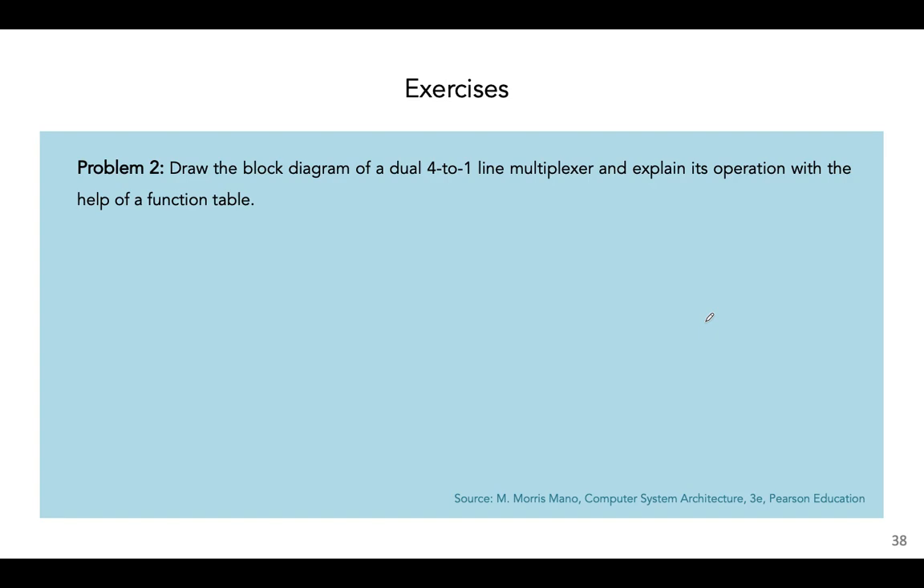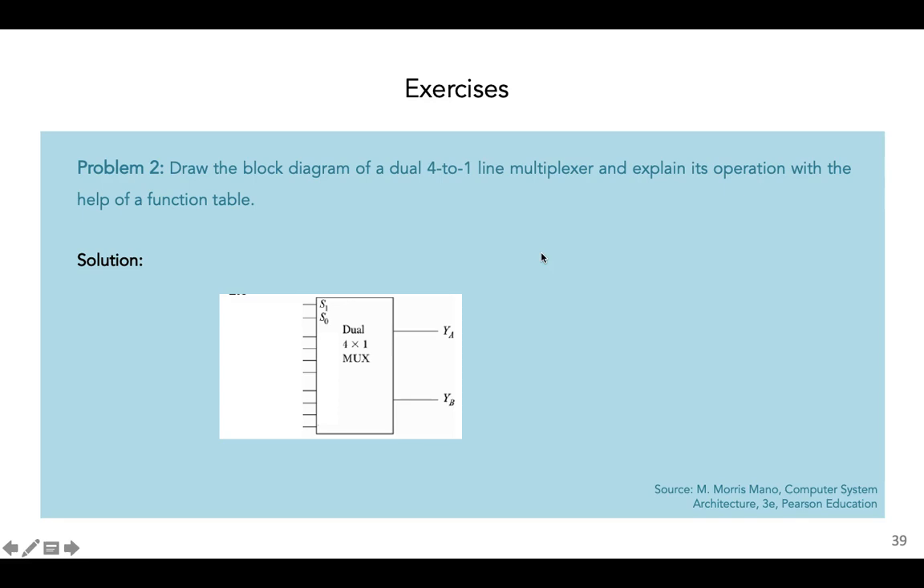In problem 2, we are required to draw the block diagram of a dual 4 to 1 line multiplexer and then explain its operation with the help of a function table. So what separates a dual 4 to 1 line multiplexer from a normal set of two separate 4 by 1 line multiplexers is that it will have a number of inputs corresponding to each of these two 4 to 1 line multiplexers, which means it will have a total of 8 input lines, but it will only have 2 select lines, right?